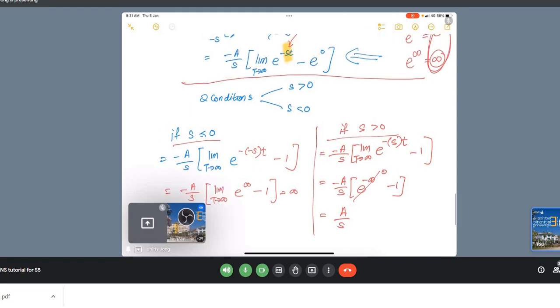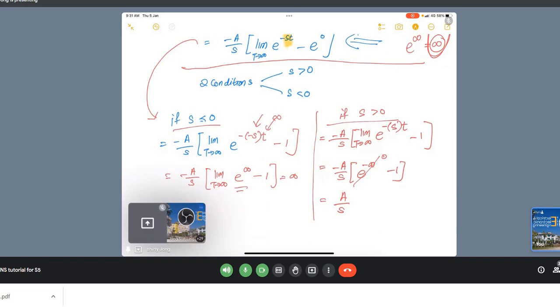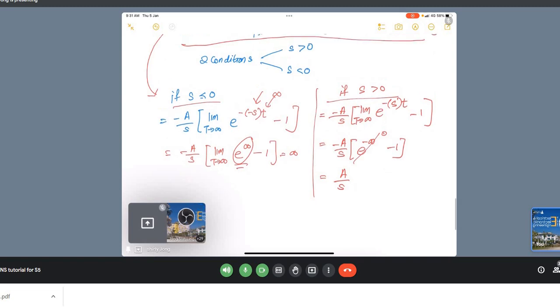So from here, if the s is less than 0, I substitute the value of negative s. So the negative st means that it is a positive st, and this t is referred to the infinity. So I obtain the exponent power of infinity, minus 1, because infinity is huge, minus 1 is still infinity. So the answer is infinity for s less than 0.